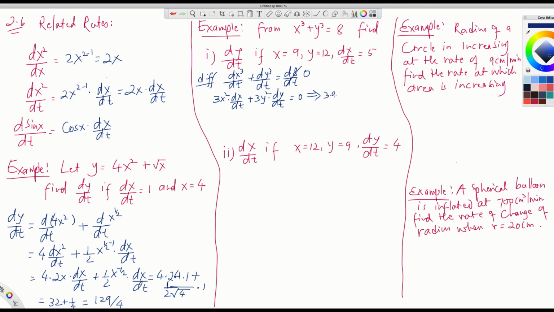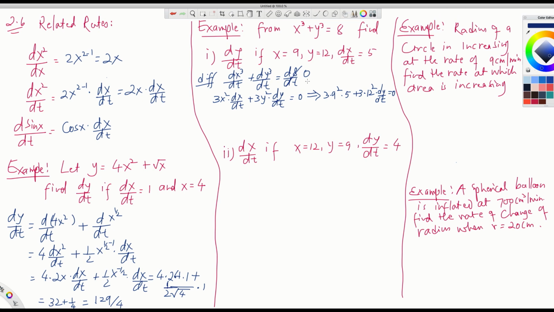What does this imply? 3 times 9 squared times 5. You see that? 3x squared and dx over dt, all those values, plus 3 times 12 squared times dy over dt equals 0. Our goal is to solve for dy over dt, right? So how much is that? We use a calculator to find out.